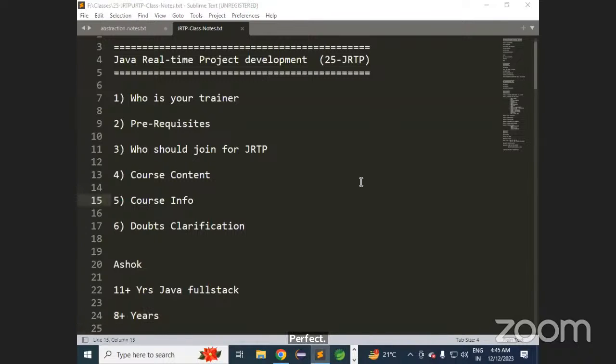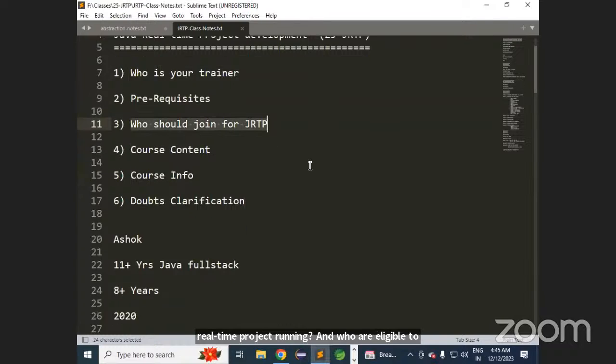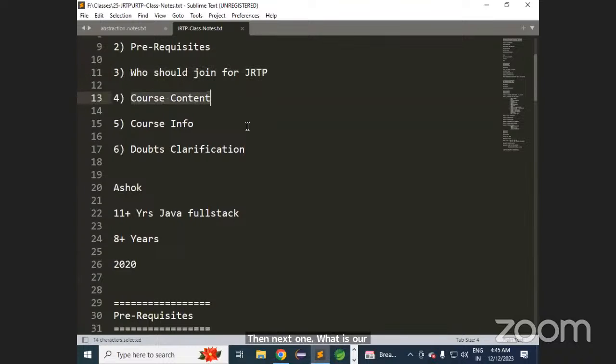Good evening, everyone. Today is our second session for Java Real-Time Project course. In the last session, we discussed who is the trainer for this batch, what are the prerequisites to attend this Java Real-Time Project training, and who are eligible to attend, who should learn this JRTP batch. Then our course content and the information related to our course, timings, duration, fees, and all that stuff. Then few people got some doubts related to this course. So yesterday I interacted with them and I clarified those doubts as well.